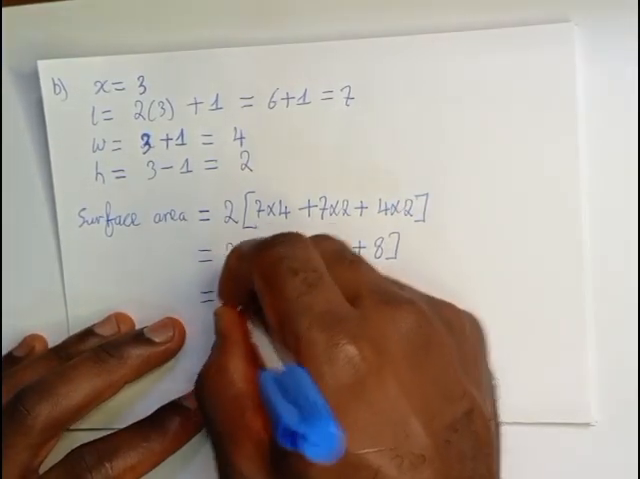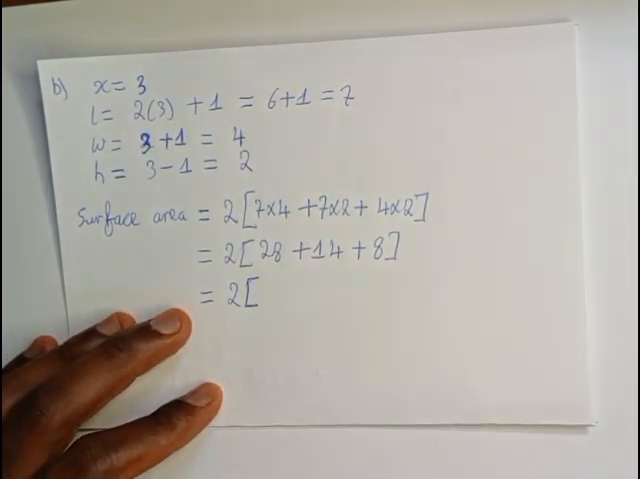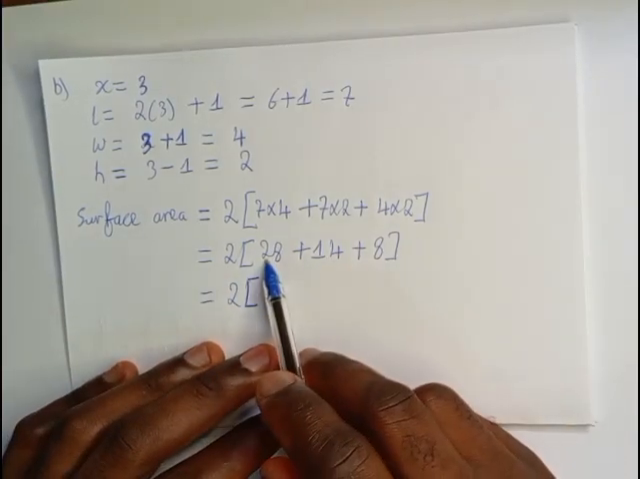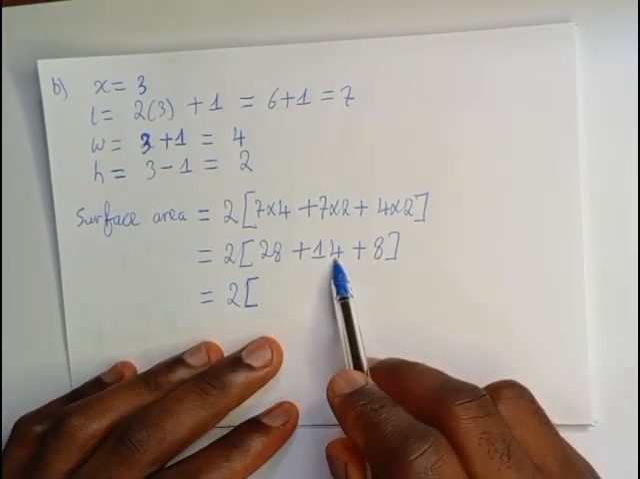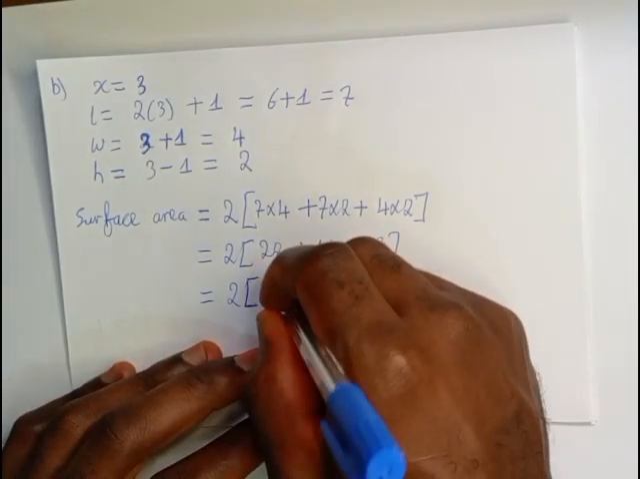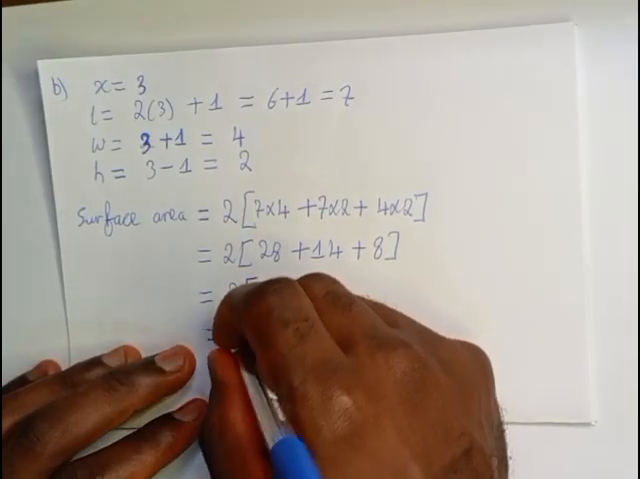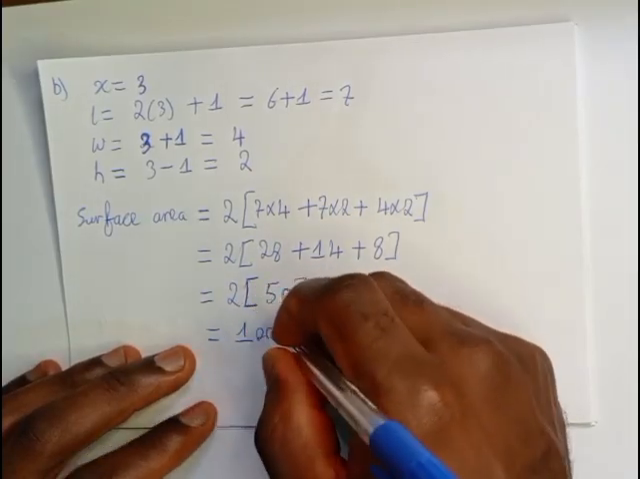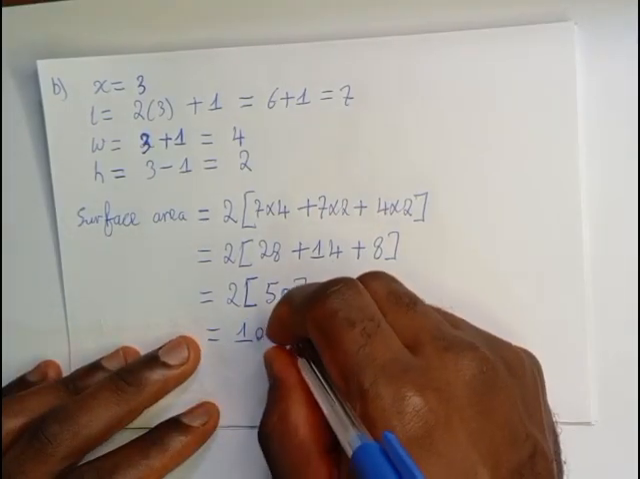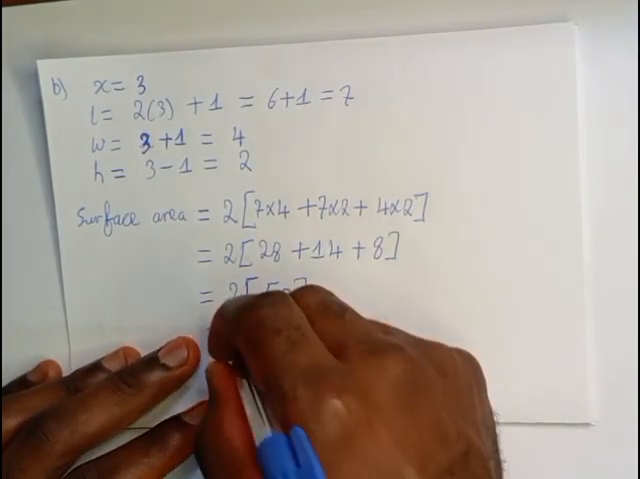This will simply be equal to 2 times 28 plus 14 gives us 42. 42 plus 8 gives us 50. 2 times 50 gives us 100. Since we are calculating area, it will be units squared.